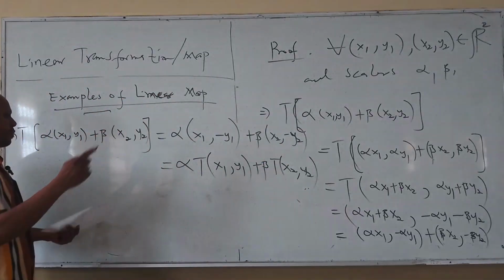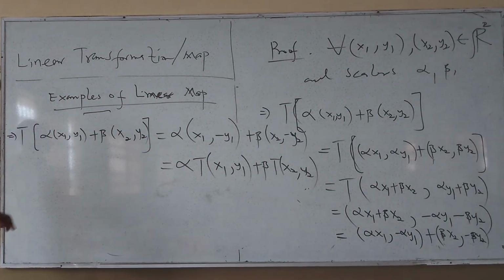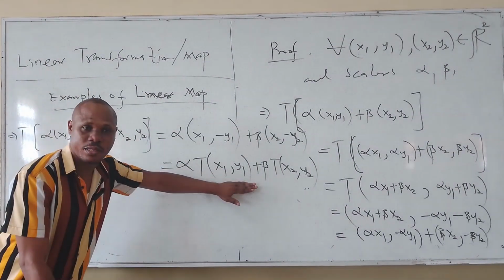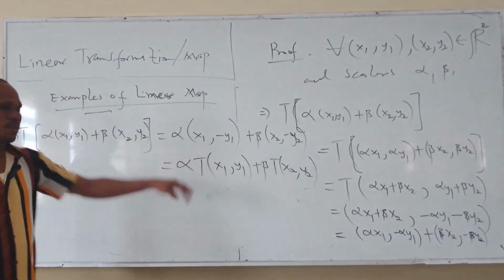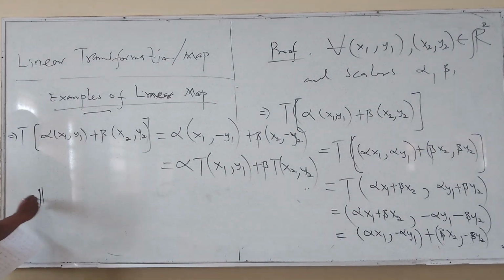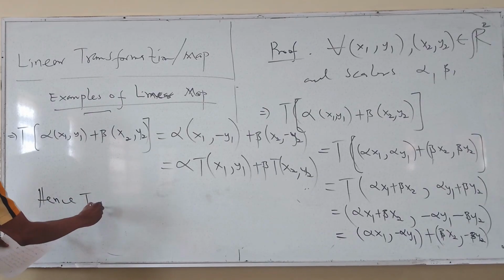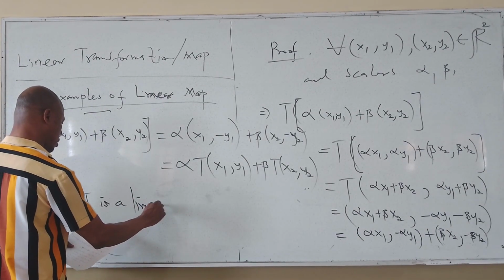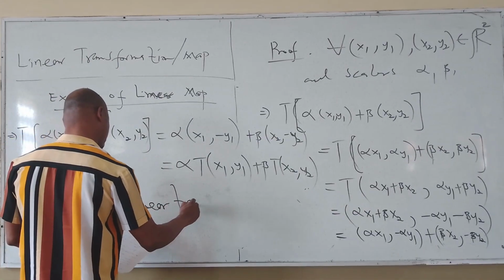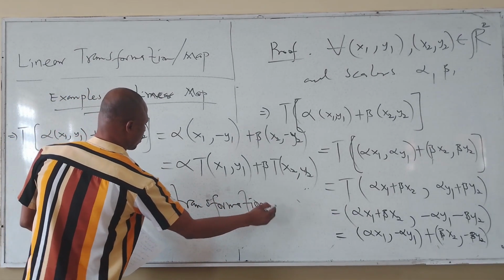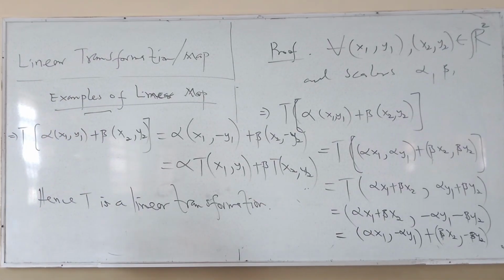So you see that we have achieved the definition, or the conditions, of a linear transformation. Whenever you have this, you can write it as alpha out, that. So hence T is what? A linear transformation. So hence T is a linear transformation.